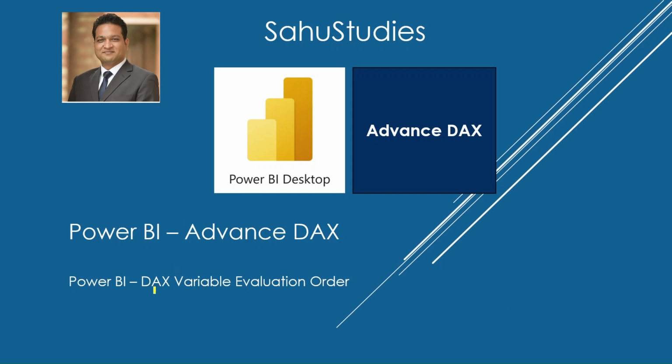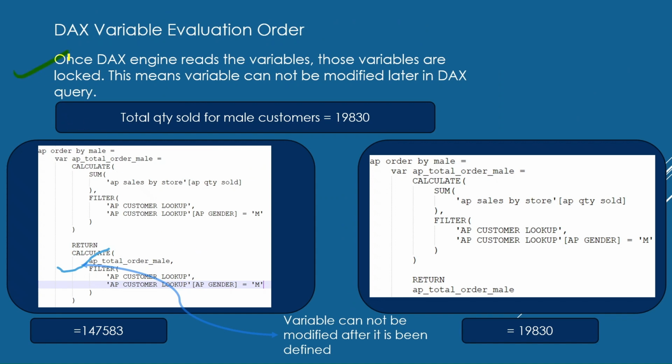In this video, we are going to discuss DAX variable evaluation order in Power BI. Once the DAX engine reaches a variable, those variables are locked. This means a variable cannot be modified later in the query. Suppose we have defined a variable and given it an expression. This variable can only be referenced. If you want to change the variable at a later point in a DAX query by providing different measures, it will not work.